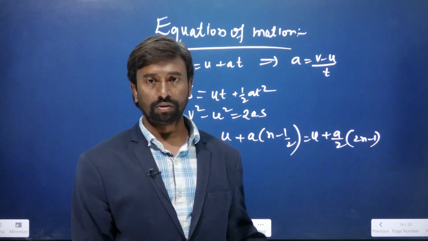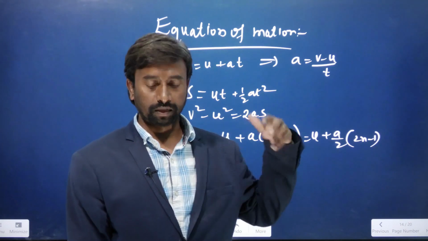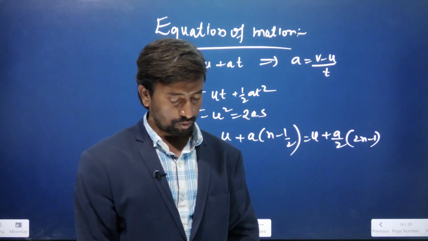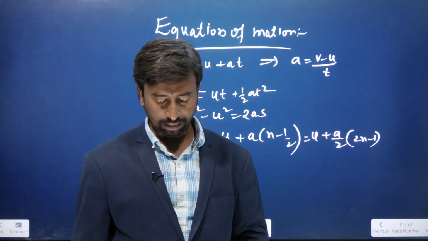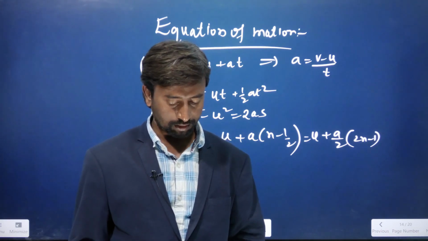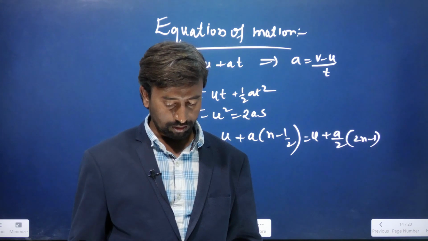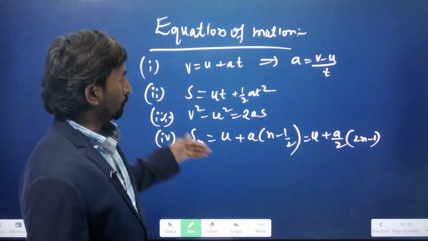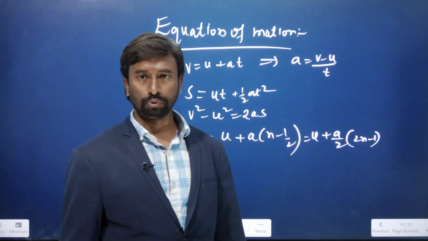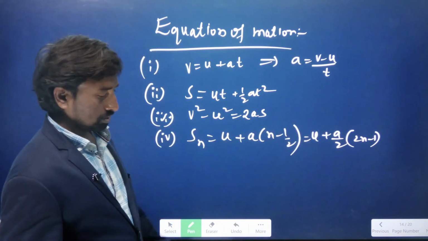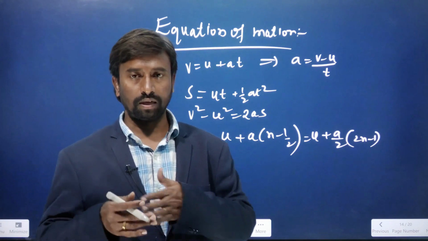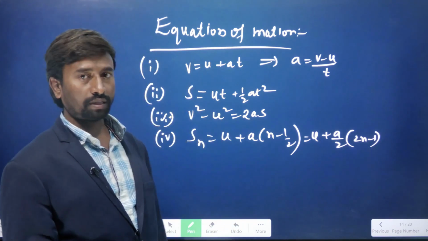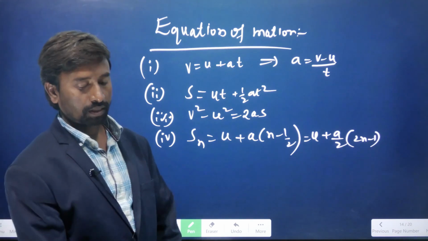By using these equations of motion, the whole study of the motion can be done and understood easily. Okay, next one is motion under gravity. Up to here we have discussed motion in a straight line. Even this topic is motion in a straight line, but it is not along the x-axis. It is along the y-axis, or we can say vertical motion. So, motion under gravity.